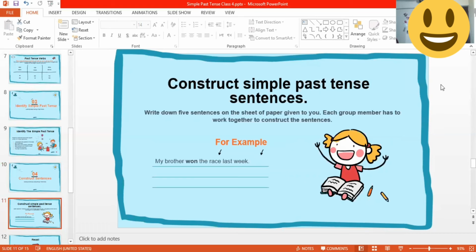So I've already made one sentence for you. As an example, my brother won the race last week. My brother won the race. Won is the second form of verb for win. So now I want you to make 5 sentences.